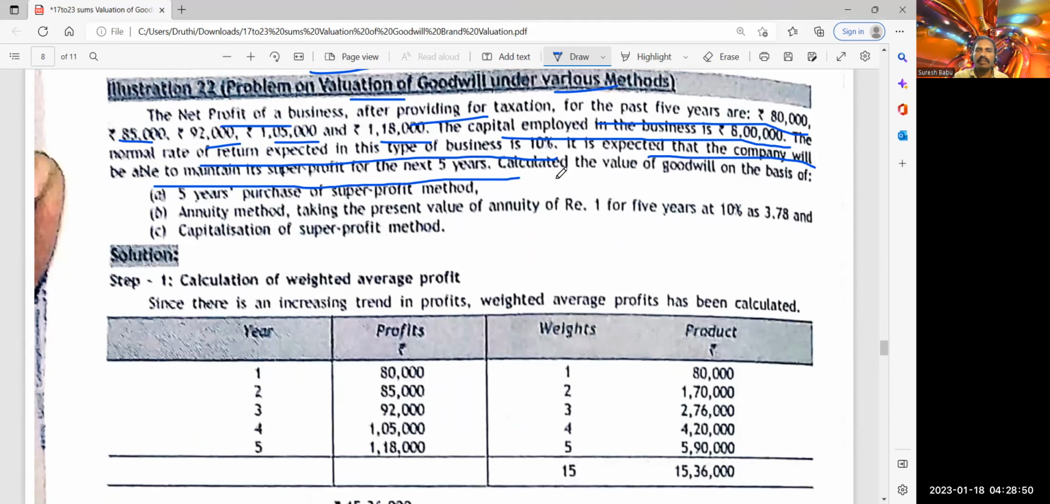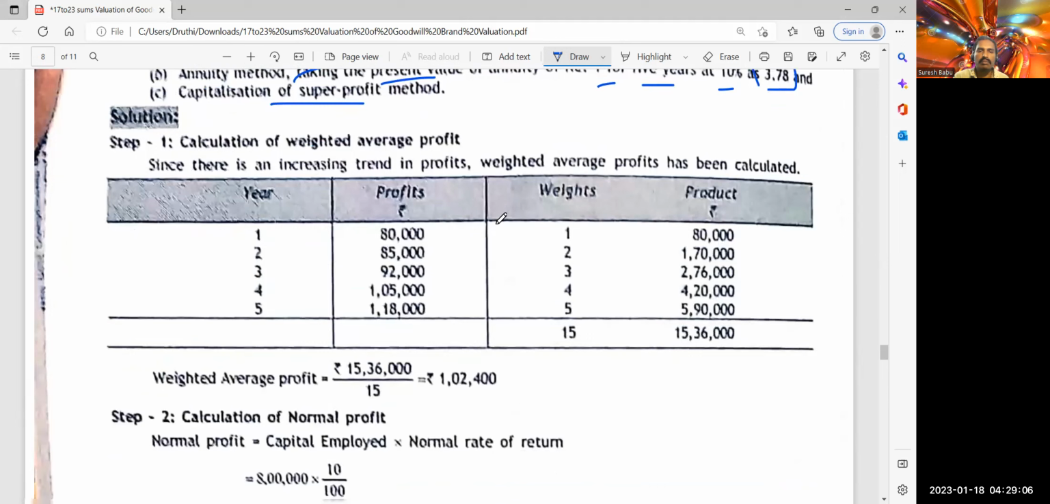Super profits for 5 years, calculate the value of the goodwill. 5 years purchase of super profits, annuity method, taking the present value of an annuity of 1 rupee for 5 years at 10% rate of interest is 3.78. Capitalization of super profits. Simple. Weighted average profits, first year, second year, third year, fourth year, fifth year. So it is increasing. So weight 1, 2, 3, 4, 5.